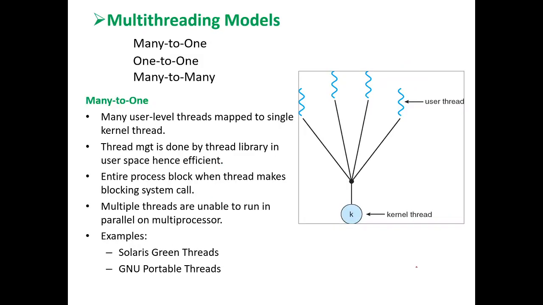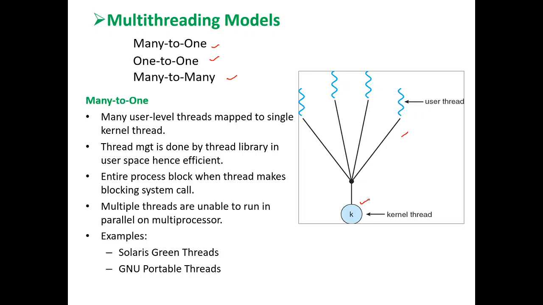Now let us discuss the multi-threading model. So basically three models are there related to multi-threading: many-to-one, one-to-one and many-to-many. Let us discuss in detail the many-to-one model. In the many-to-one model, many user threads are mapped to a single kernel thread.